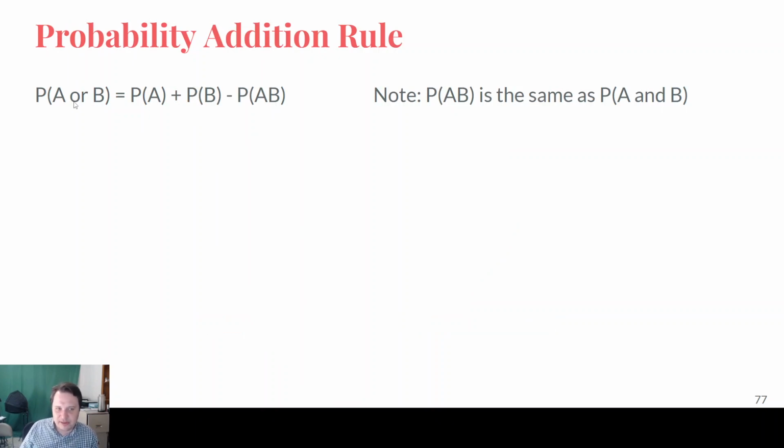To find the probability of A or B, it's the probability of A plus the probability of B minus the overlap, so that we only get one overlap. By the way, when I write P of AB, that automatically means and. So the probability of AB means A and B happening. So that's an important rule that you may want to write down.